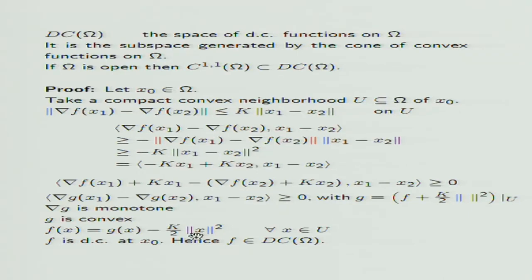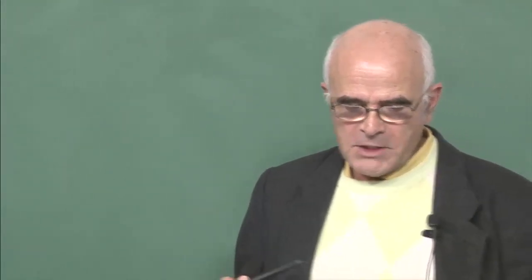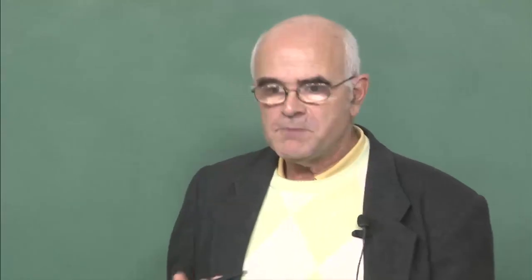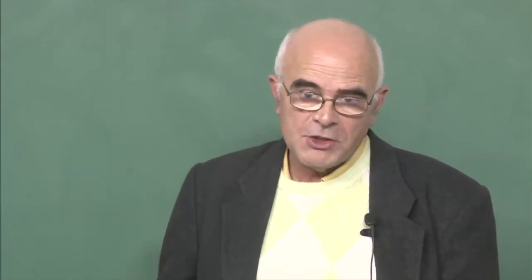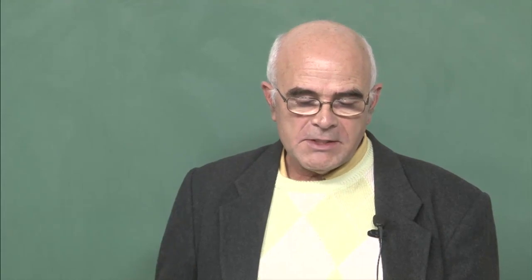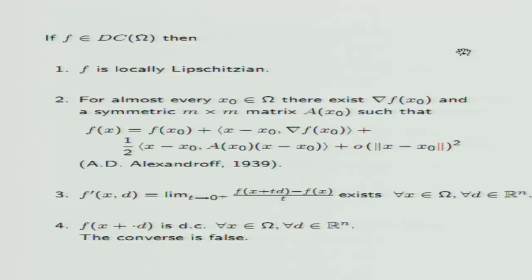Okay. So we have here the proof. Also, we have here the statement that the space of DC functions is the smallest space of functions which contains all convex functions. So it contains all convex functions, all concave functions, and is the smallest subspace which contains those functions. Then it is clear that this set of DC functions on omega is very large, but not as large as we could imagine. Every DC function must satisfy several properties which are listed here.